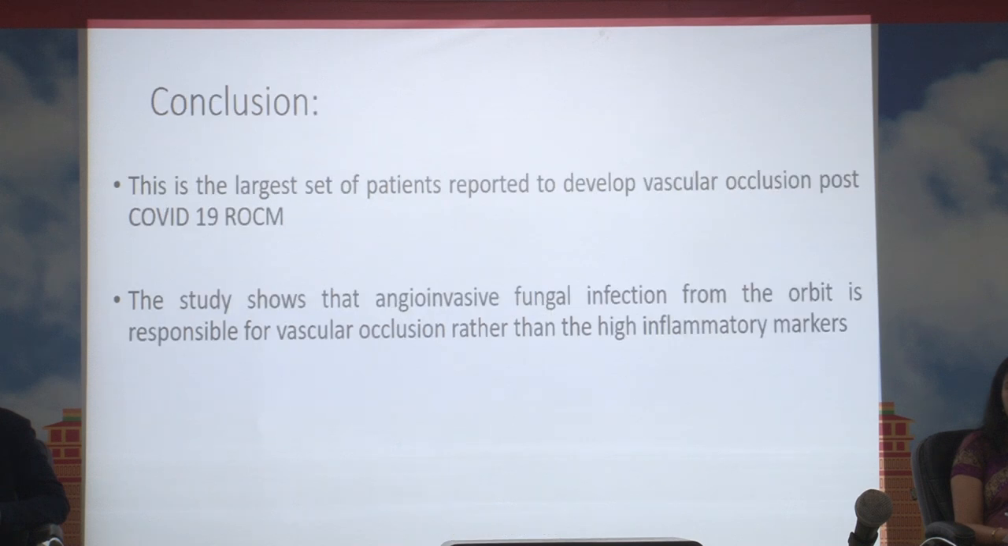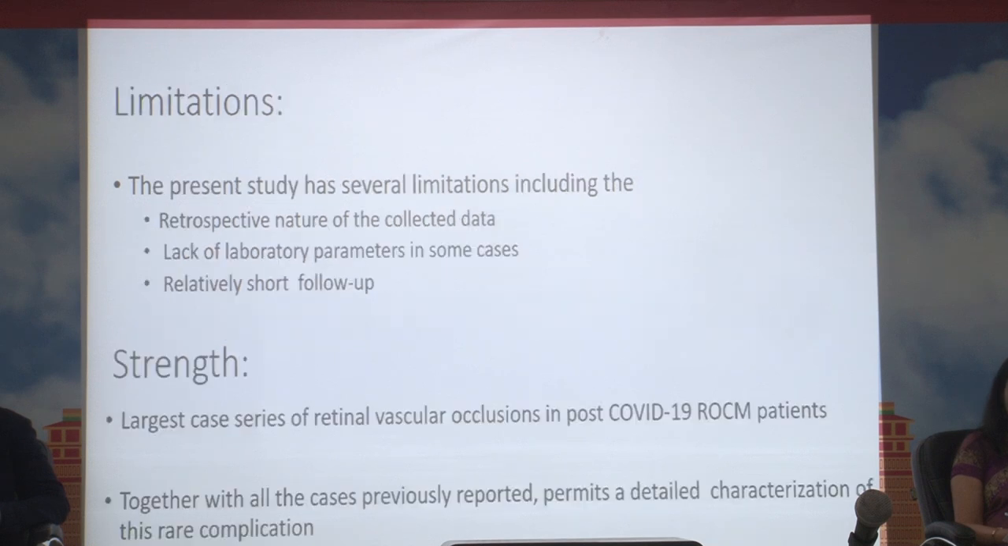To conclude, this is the largest set of patients reported to develop vascular occlusion post-COVID-19 ROCM, and angioinvasive fungal infection from the orbit is responsible for vascular occlusion rather than the high inflammatory markers. The limitations were the retrospective nature, lack of more inflammatory parameters in these cases, and lack of MRA in every case. It had a relatively shorter follow-up, and the strength is being the largest case series of retinal vascular occlusions.